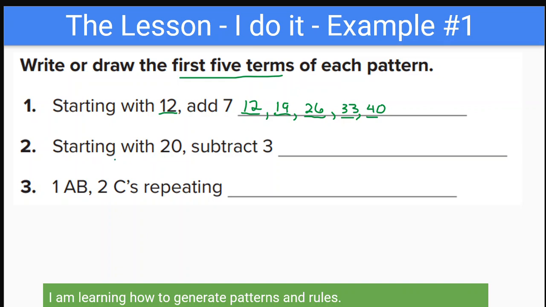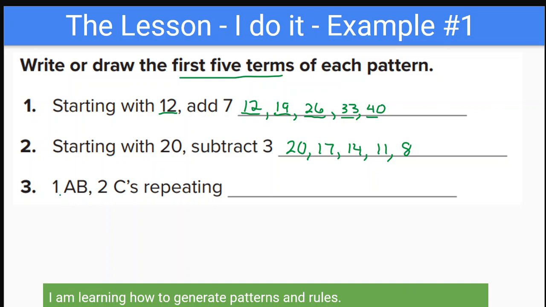Here's another one right here, starting with 20, subtract 3. Okay, so we start with 20, go down 3, that's 17. Go down 3, that's 14. Subtract 3, that's 11. Subtract 3, and that's 8. We got 1, 2, 3, 4, 5 terms.